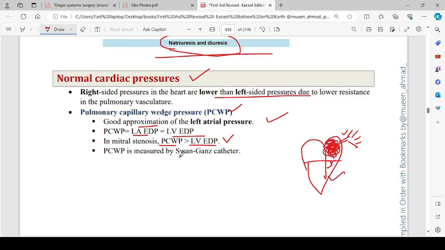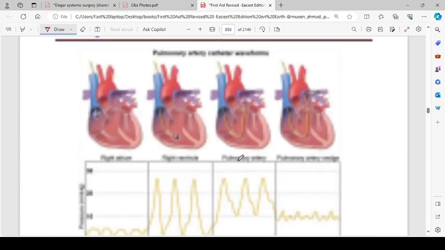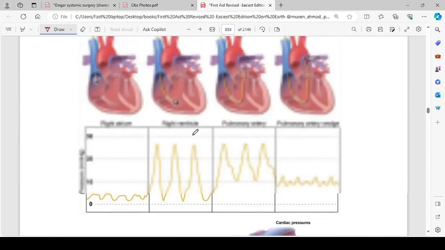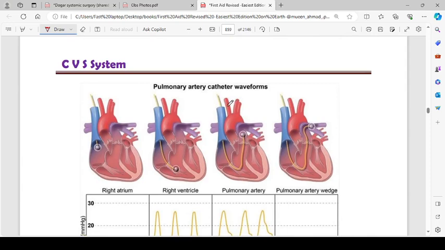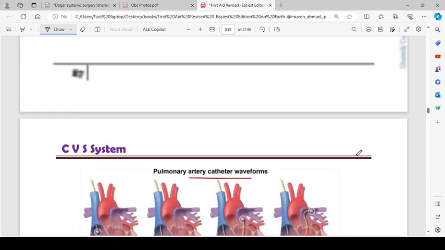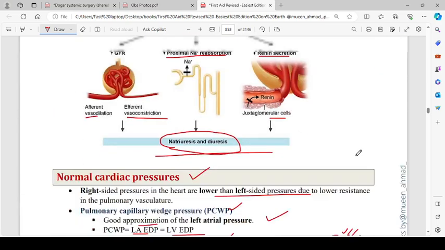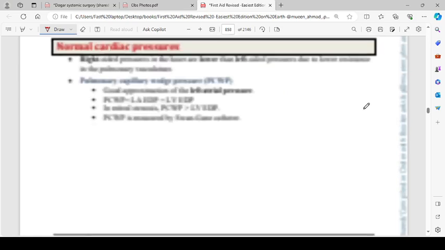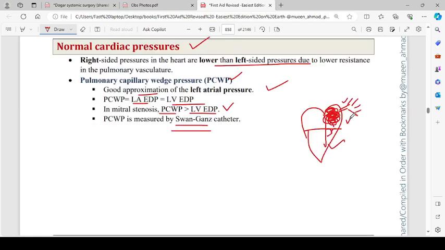The pulmonary capillary wedge pressure is measured by the Swan-Ganz catheter, which looks something like this. Here you can see the pulmonary artery catheter waveform: the right atrium, the right ventricle. We initially enter the catheter into the right atrium, then move towards the right ventricle through the tricuspid valve. Then through the pulmonary artery, we enter the... I'm sorry, I just said pulmonary arteries here, right? These are the pulmonary veins which enter the right atrium. I'm sorry, which enter the left atrium. So pulmonary veins enter the left atrium.